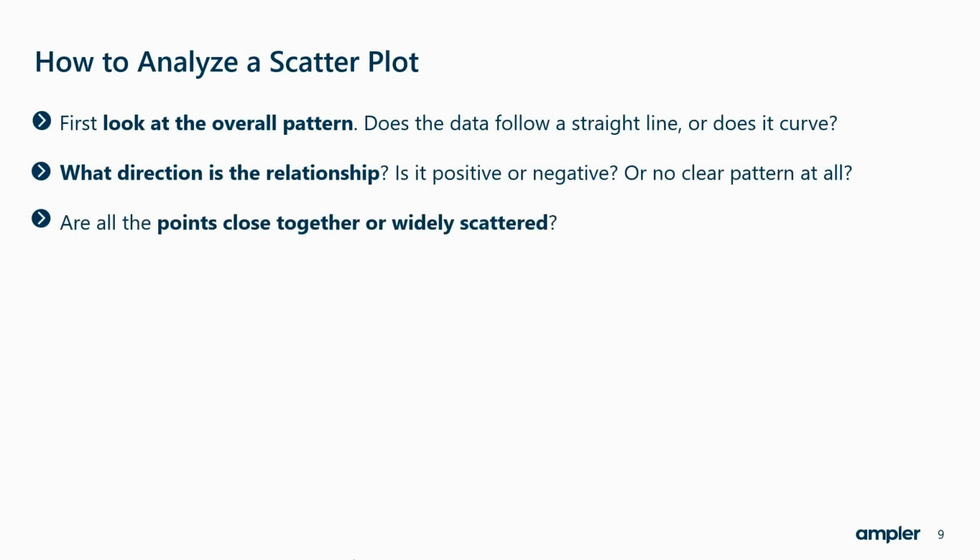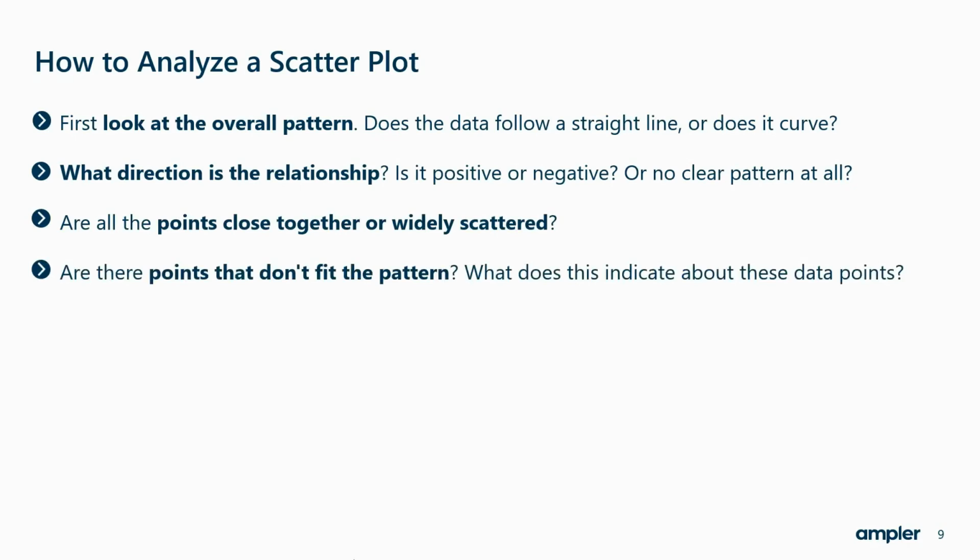Are all the points close together or widely scattered? Are there any clusters? Are there points that don't fit the pattern, so-called outliers? What does this indicate about these data points? Why do they deviate from the main pattern? You can calculate the correlation coefficient to see the strength of a linear relationship. Let's look a bit deeper into some of these subjects.